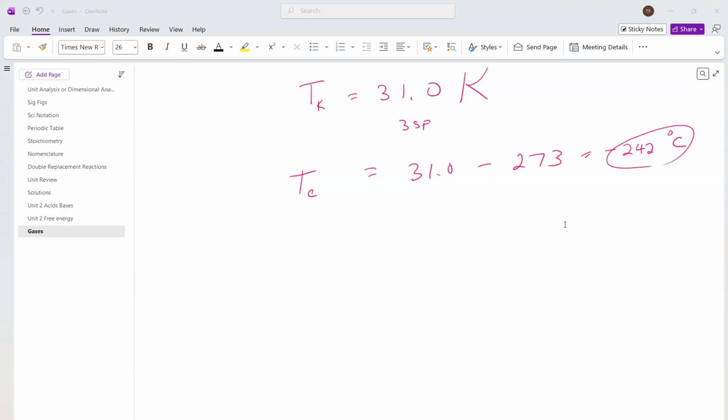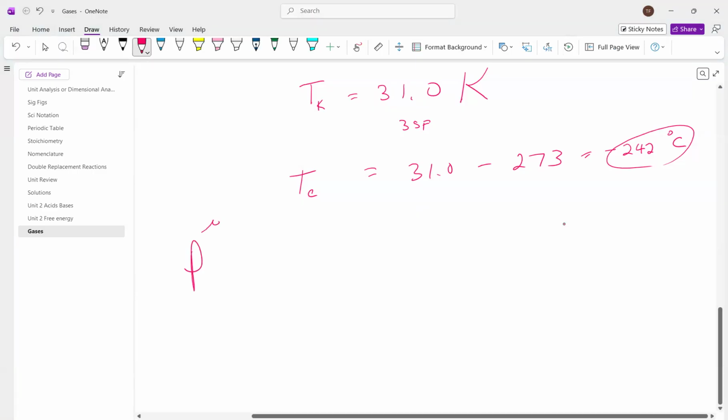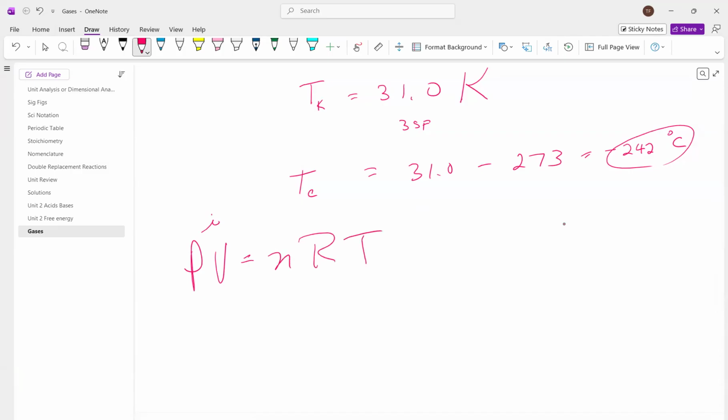So we're looking at PV is equal to nRT. That's the initial condition. That's what we're starting with. And then we're going towards final conditions, okay, with P, V, n, R, T. So this is initial. Final.